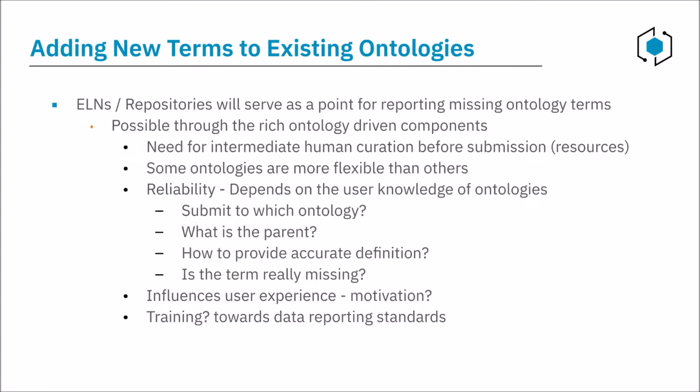ELNs and repositories will serve as a good source of reporting missing ontology terms. However, these ontology-rich components have certain limitations on how we can submit new terms, and also the process involved in acceptance of these terms and back communicating with the original source of information about the new missing term that has been added is going to be quite challenging.